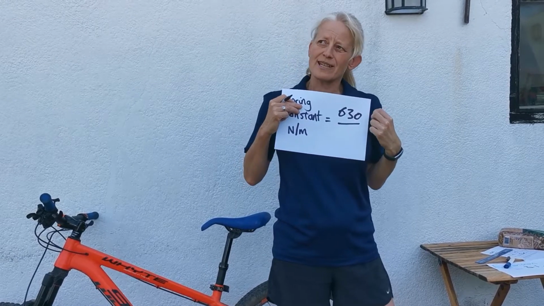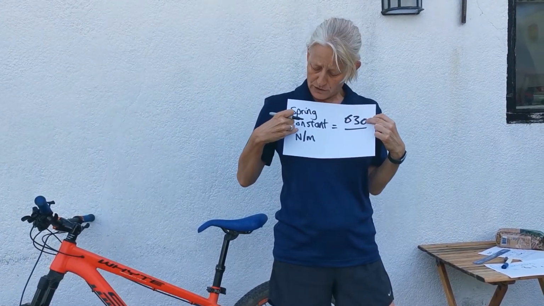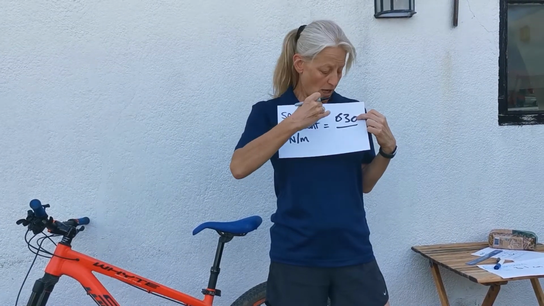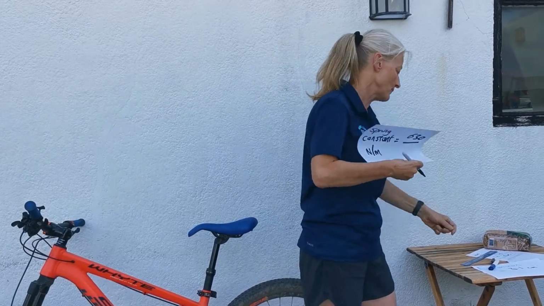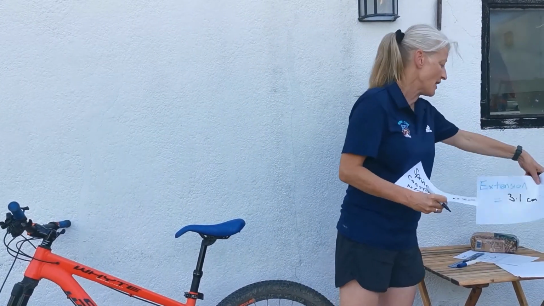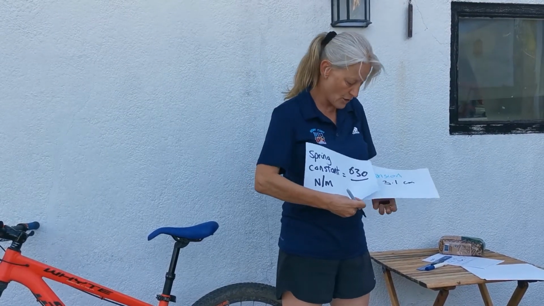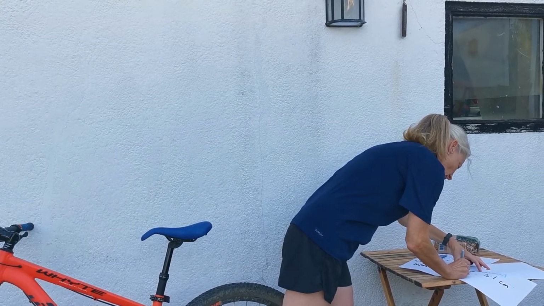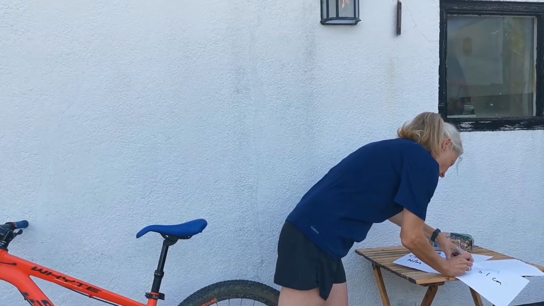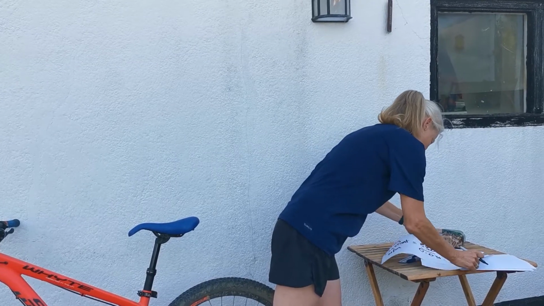However, if I'm going to measure my spring constant in newtons per meter, I also need to have my extension in meters. So I will need to divide my centimeters by 100, which would give me 0.031. Okay?